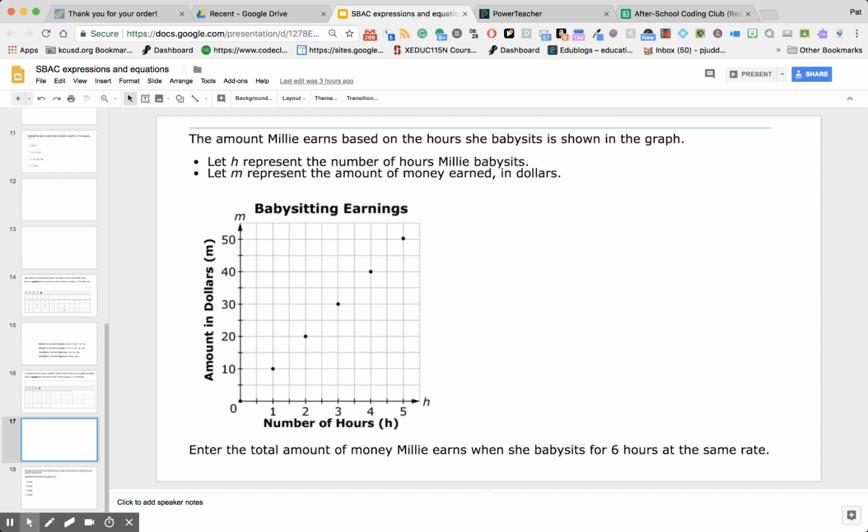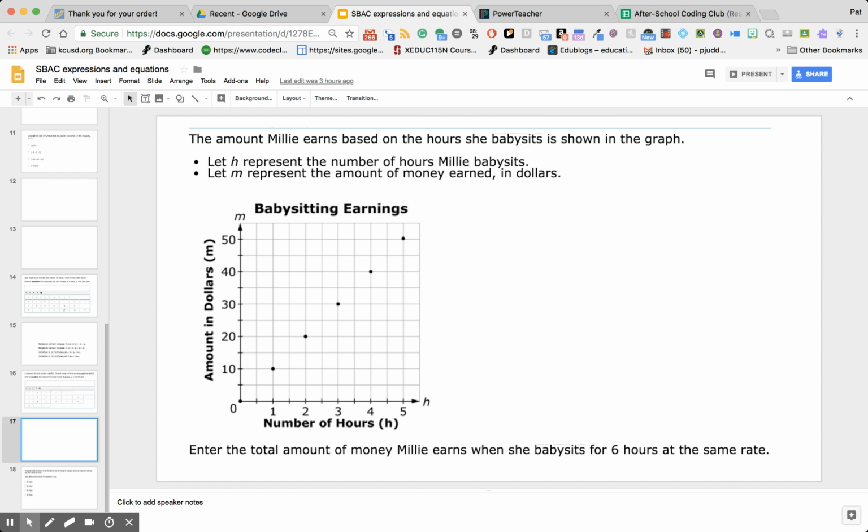Now, the amount Millie earns based on the hours she babysits is shown in the graph. Let H represent the number of hours Millie babysits. Let M represent the amount of money earned in dollars. So when she babysits 1 hour, she earns $10. When she babysits 2 hours, she earns $20. When she babysits 3 hours, she earns $30. Enter the total amount of money Millie earns when she babysits for 6 hours at the same rate.